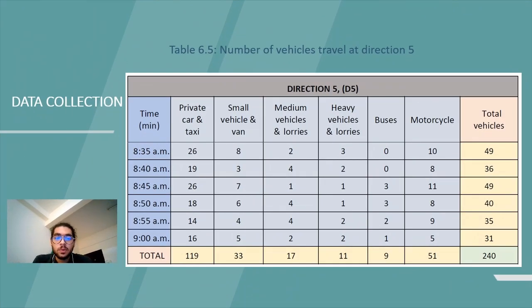Okay, and for this one, table 6.5, number of vehicles traveling in direction 5. We have the time also from 8:35 a.m. to 9 a.m. with the private cars and taxis, small vehicles, medium vehicles and lorries, heavy vehicles and lorries, buses and motorcycles. And we got a total of 240 vehicles.